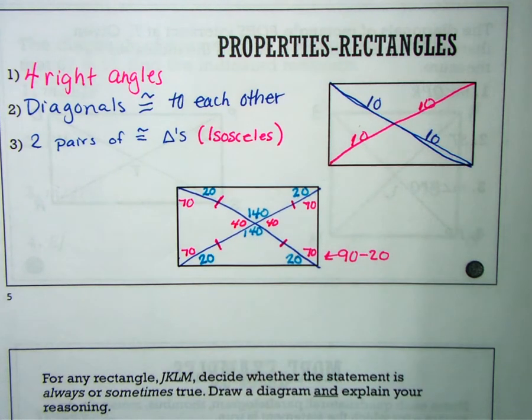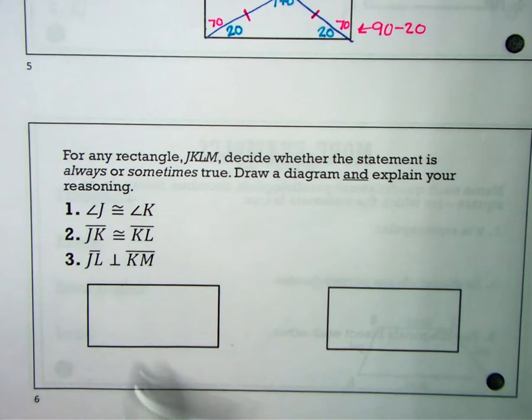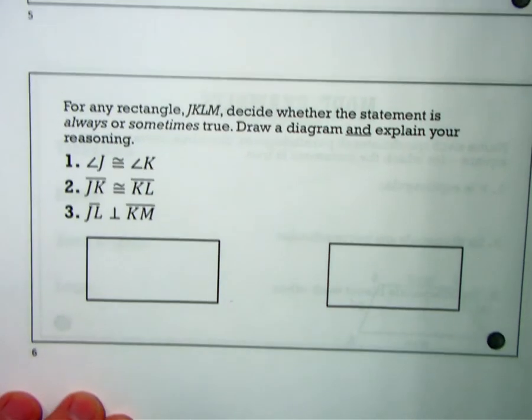Okay, so that gives you an example with numbers to show you where the congruent triangles are and how they break down, and to show you how the isosceles part comes into play. Last little bit here, we're just going to answer these questions. On the bottom it says, for the rectangle, decide if they're always or sometimes true. We just did this with the rhombus, so it's the same idea. We have JKLM.